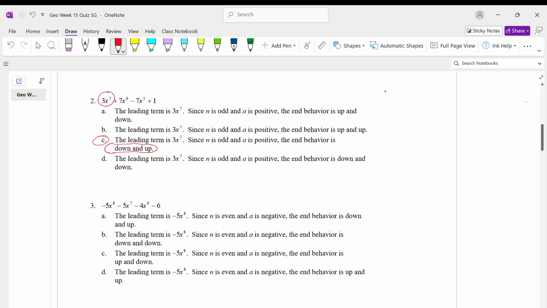All right, remember it's ax to the nth. So the n is the power. The a is what's in front of the variable.